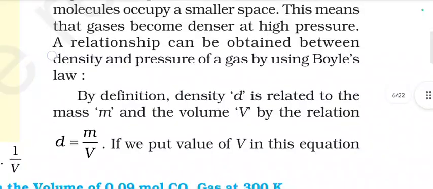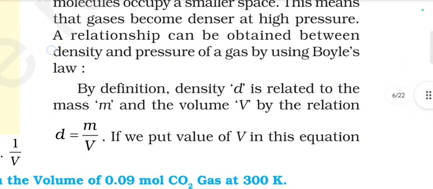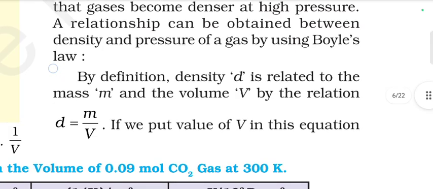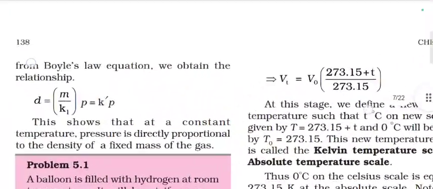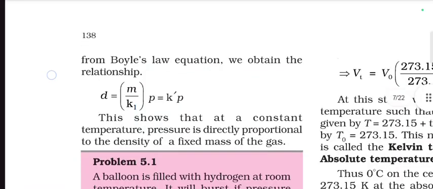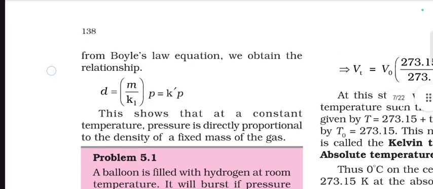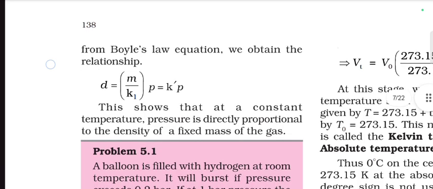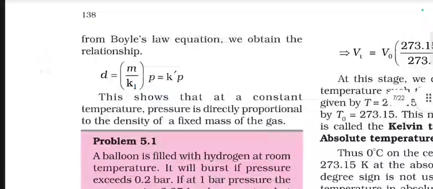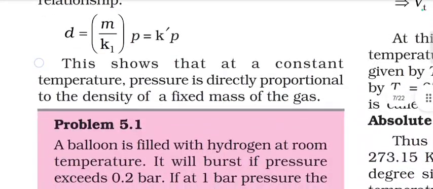By definition, density d is related to the mass m and the volume V by the relation d = m/V. If we put the value of V in this equation from Boyle's law equation, we obtain the relationship d = m/(k1 × p) = k' × p. This shows that at a constant temperature, pressure is directly proportional to the density of a fixed mass of the gas.